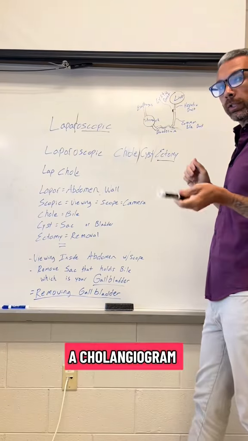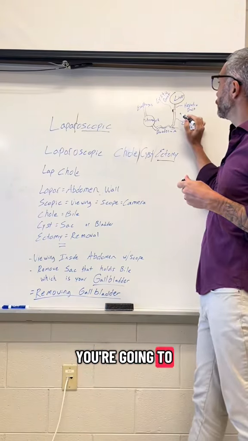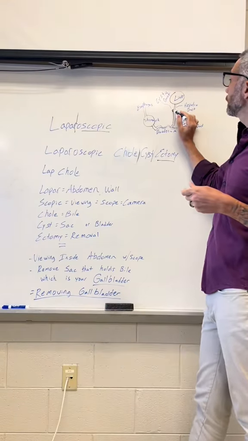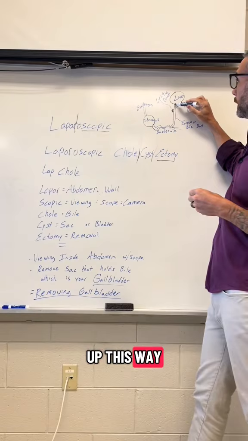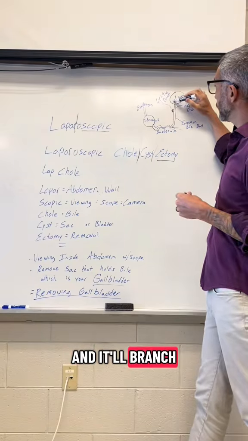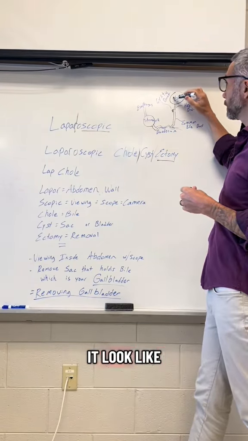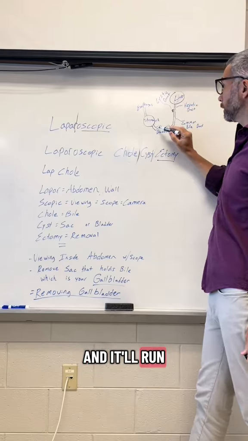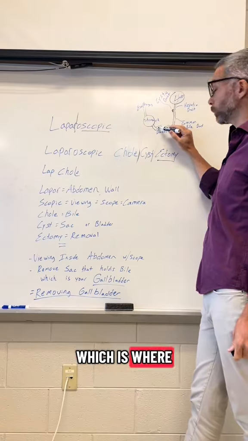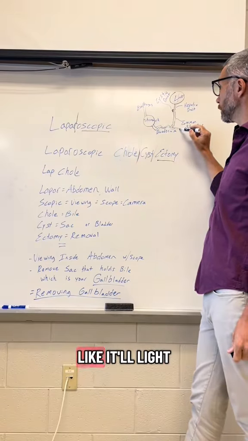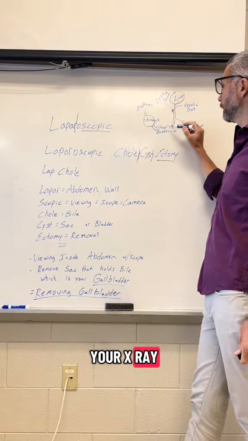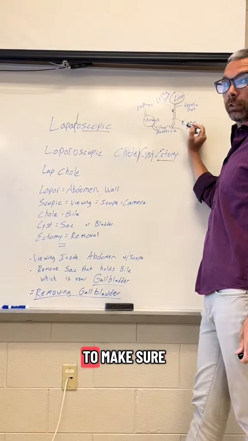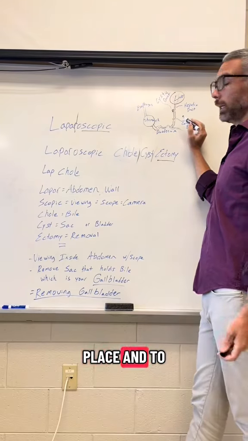Whenever they do a cholangiogram, you're going to be shooting dye, like IsoView, this way. You should see the dye come up this way on your X-ray, and it'll branch out into like a little root system. It'll look like roots of a tree up here. And you'll also see it go down, and it'll look like it's running into a river, which is where it's going into your small bowel here. It'll light this up on your X-ray. That shows that you have clamped here instead of here, to make sure that you're clamping it in the right place, and to check for stones.